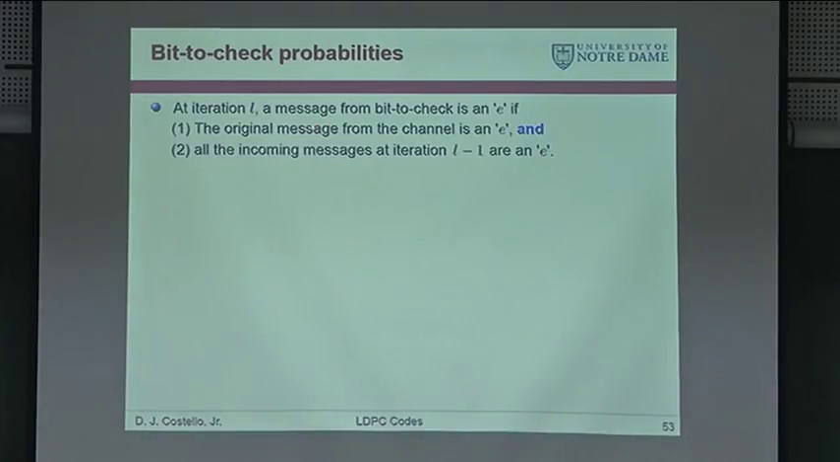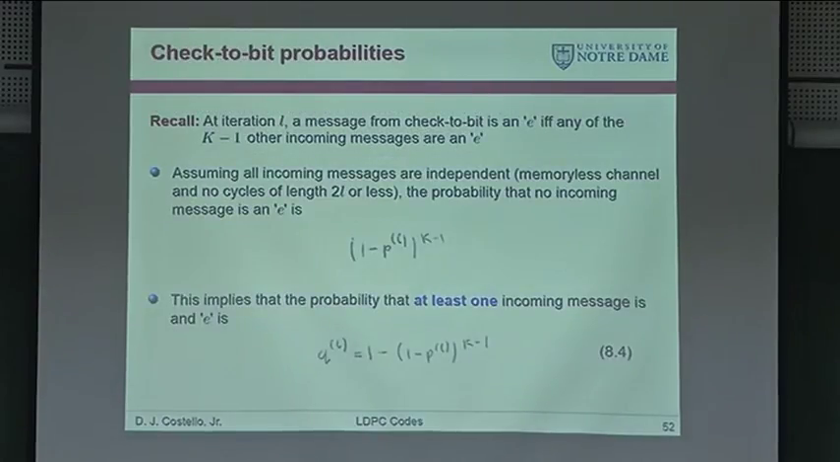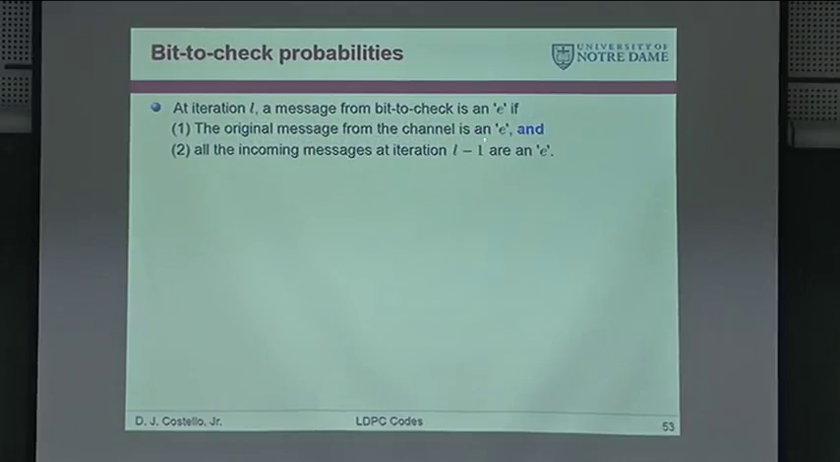So now if we talk about messages from bits to checks, I guess we just did. This was from checks to bits. Now the other messages are the P's, the bits to checks. We want to find the probability that that's an E. Well, the original message, we pass an erasure from a bit node to a check node.